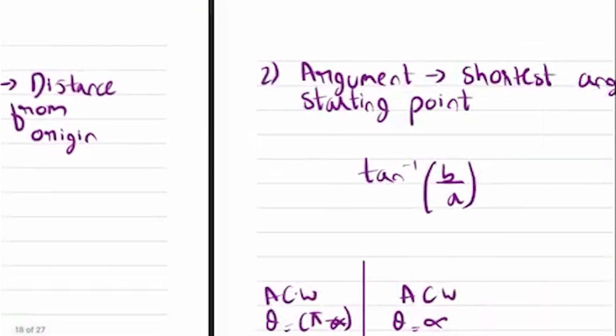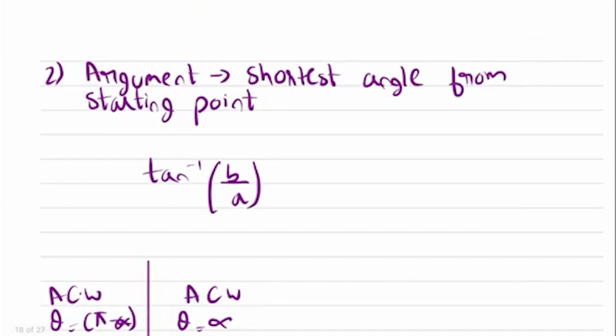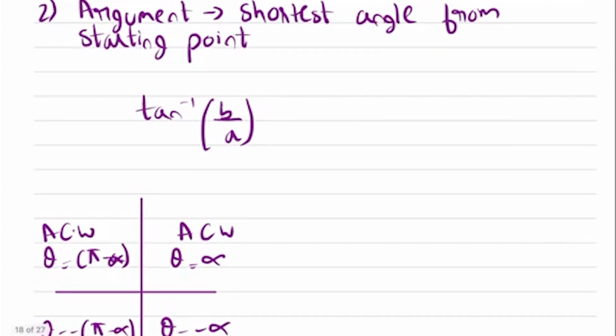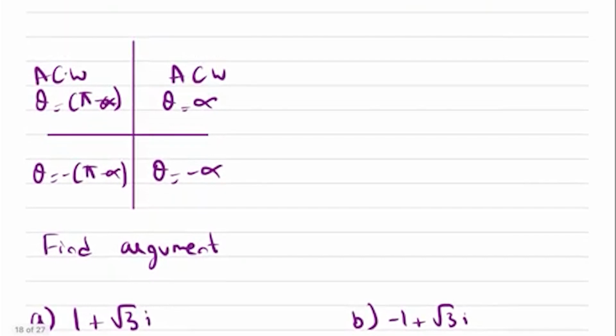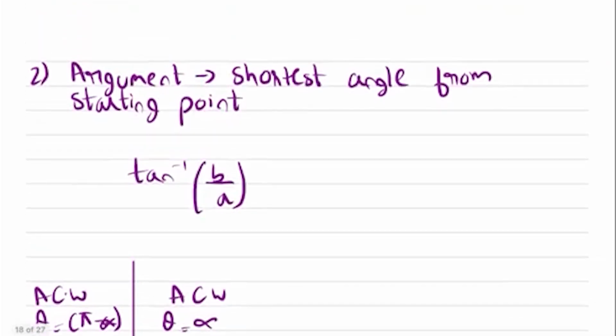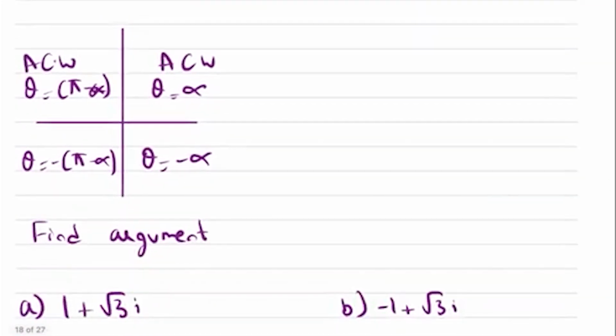Now comes the second point. That's argument. What's the formula of argument? It's tan inverse b upon a. Sir, what's the logic? Because it's making a right angle triangle and you need to find the angle. That's why. So let's begin with the fourth example. But first, what is argument? It's the shortest angle from the starting point. And what's the starting point? It's this line.